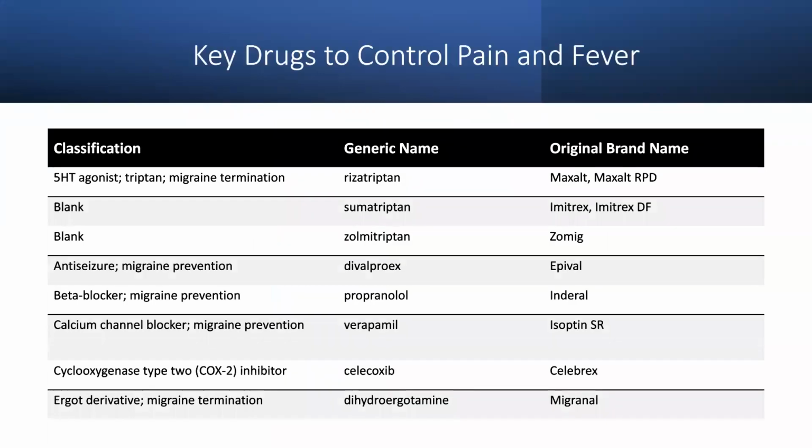5-HT agonist triptans for migraine termination, for example rizatriptan, sumatriptan, zolmitriptan. The anti-seizure drug for migraine prevention is divalproex. The beta blocker for migraine prevention is propranolol. The calcium channel blocker used for migraine prevention is verapamil. The cyclooxygenase type 2 inhibitor, COX-2 inhibitor, is celecoxib, and the ergot derivative for migraine termination is dihydroergotamine.